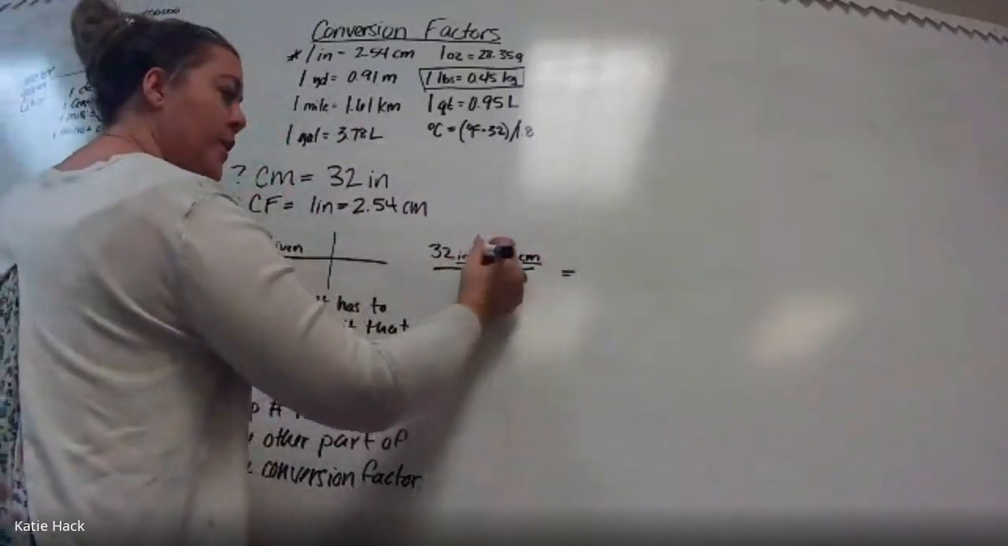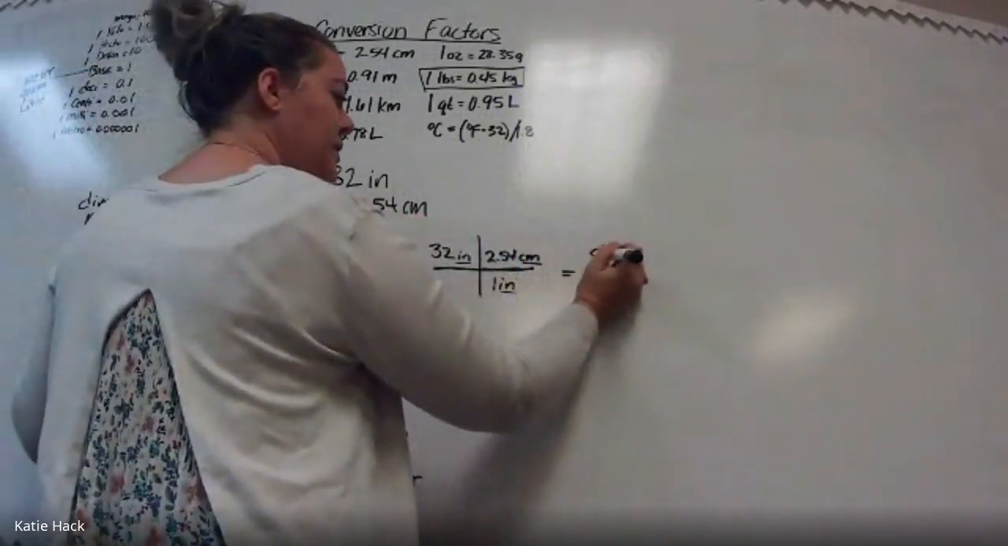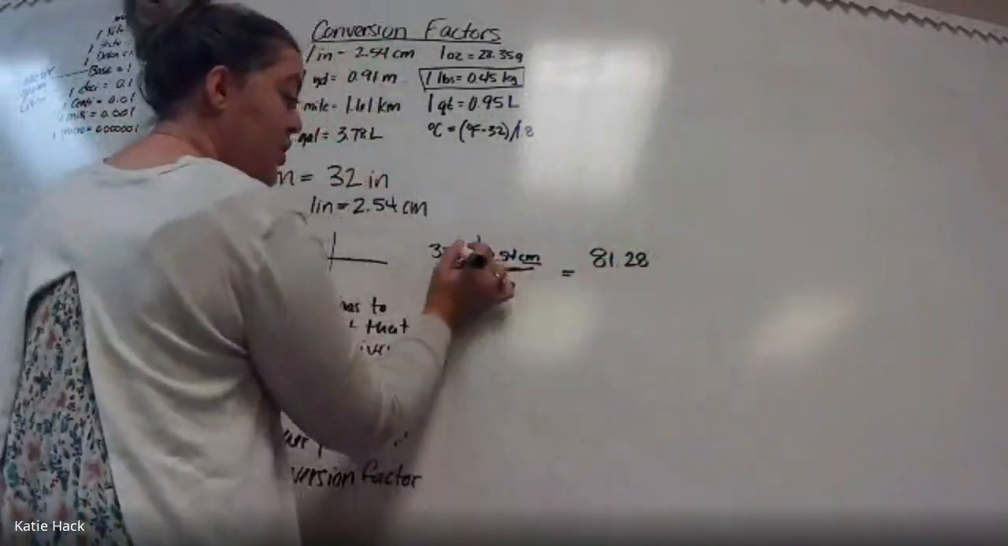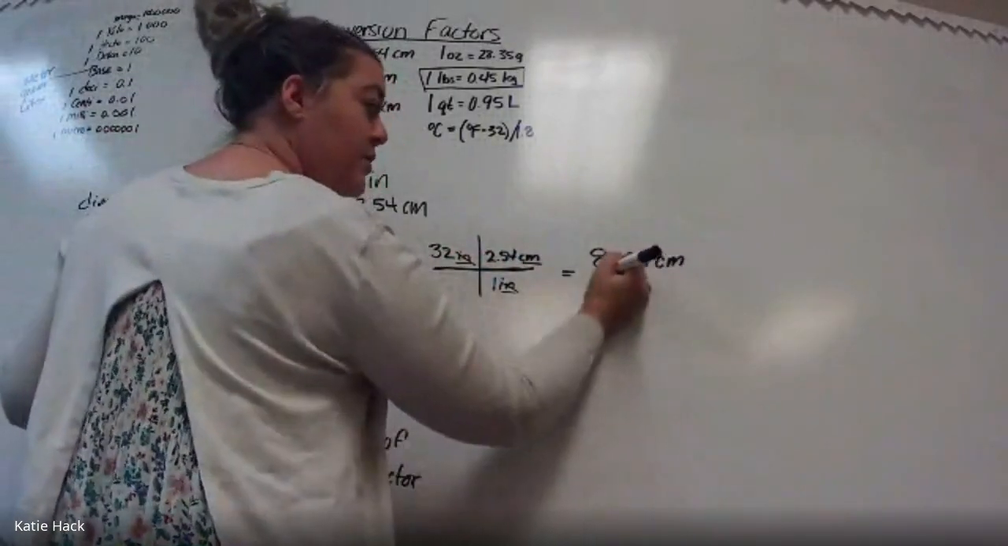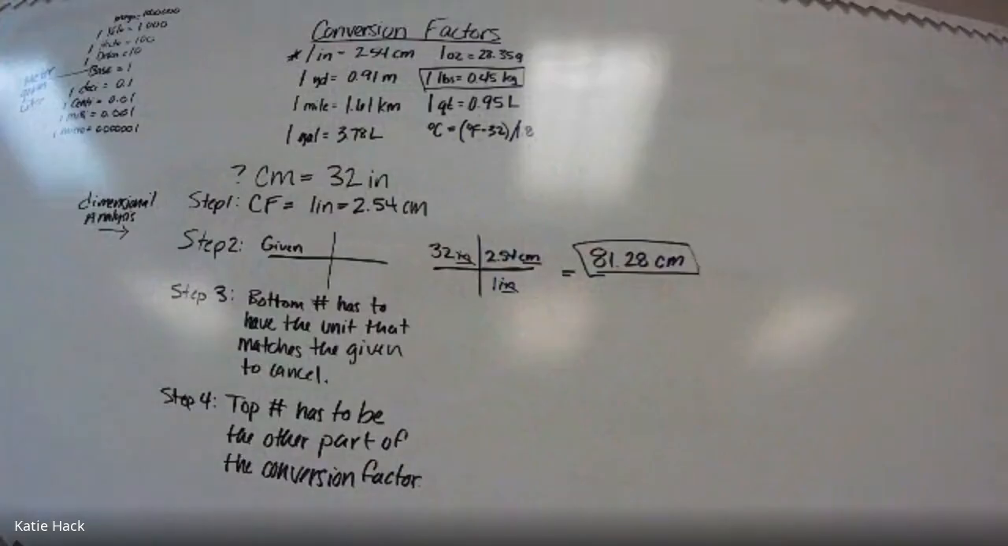And what you do is you multiply the top numbers together. So 32 times 2.54 is 81.28. And since our inches canceled and we're left in centimeters, it's going to be centimeters. So you can say that there are 32 inches in 81.28 centimeters.